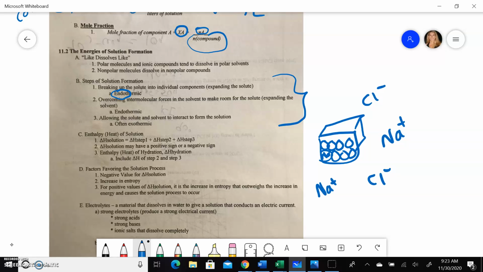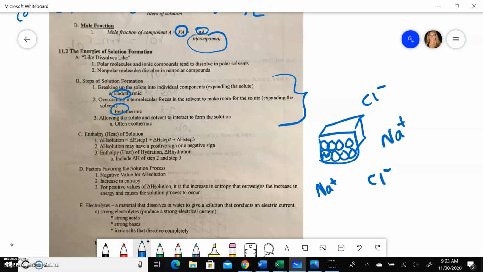You also have to overcome the intermolecular forces within the solvent to make room for the solute. It's kind of like you have to spread out the solvent to allow those new particles to get dispersed within the solvent. So again, you're breaking a bond. You're not actually breaking a bond. It's an intermolecular force, but it's like you're separating things, and that requires energy. So that process is endothermic.